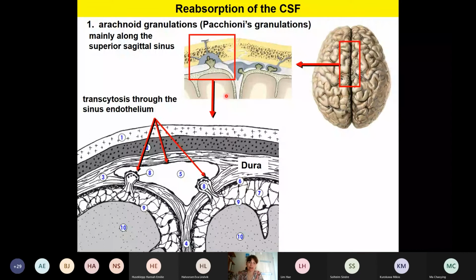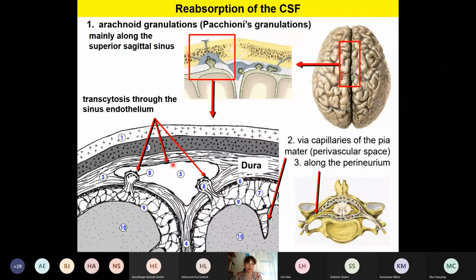This picture shows these arachnoid granulations, also called arachnoid villi or Pacchionian granulations. These are protrusions of the arachnoid, as you can see here, into the venous sinuses, mainly along the superior sagittal sinus. We have lots of arachnoid granulations, and as you can see, these are covered by sinus endothelium, and the reabsorption takes place through transcytosis. This is the main way for the reabsorption, but also via capillaries of the pia mater and along the perineurium, the cerebrospinal fluid can also be absorbed.